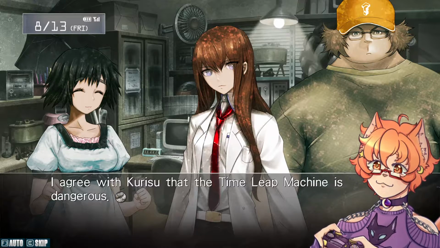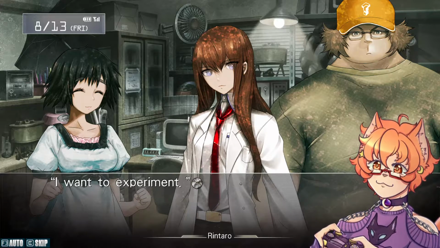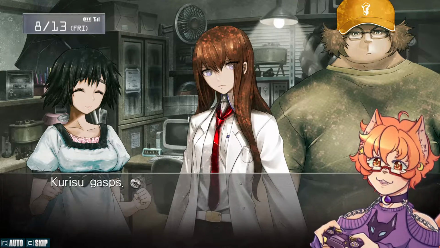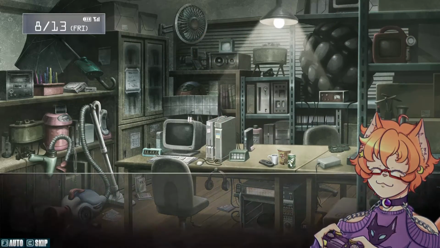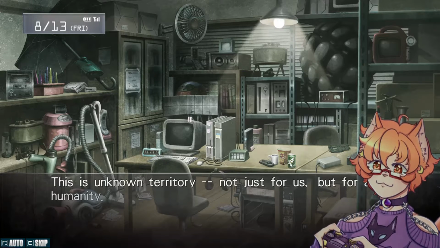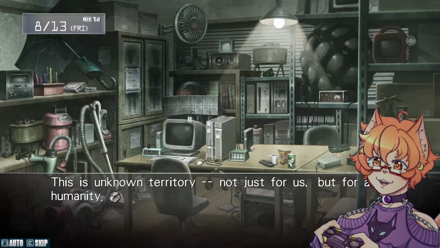I agree with Kurisu that the time leap machine is dangerous, but I want to test it. On the other hand, I want to experiment. I state my honest feelings. Kurisu gasps. But there are still questions we need to answer. This is unknown territory, not just for us, but for all of humanity.